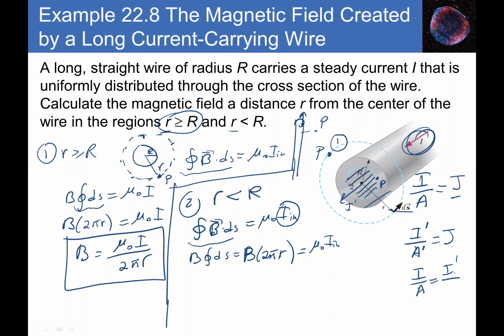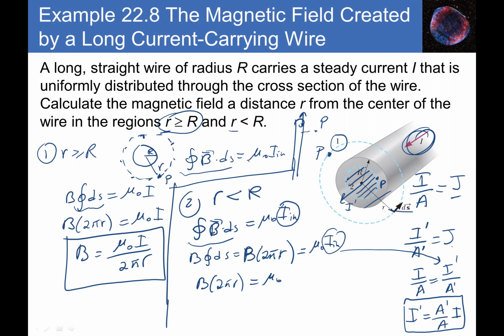Current over area divided by current prime over area prime. Remember, this guy over here is my current prime. So I can rearrange and say that current prime is equal to the ratio of A prime over A times the total current. That means you can see how this is related to the total current. So here I have B times 2 pi R, and this is equal to mu naught times A prime over A times the total current.